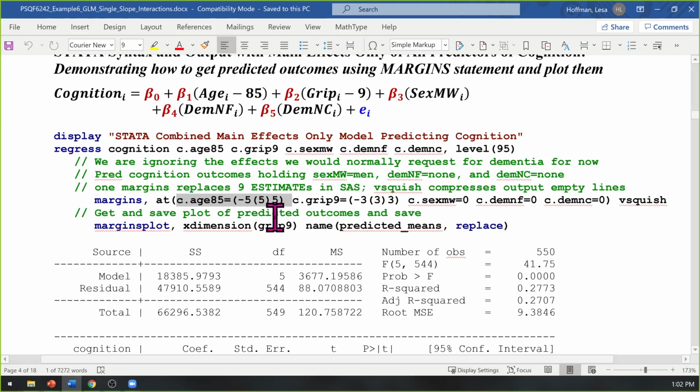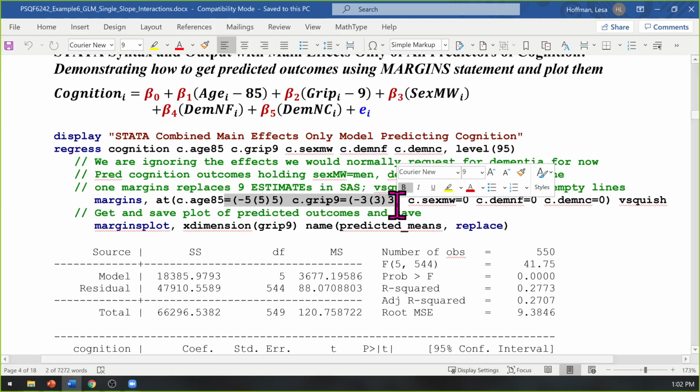I'm not even sure what 2 words that was supposed to be. Where the range ends. So it starts at -5 in increments of 5 up to 5. So that gets me the combination of -5, 0, and 5. That would have taken 3 lines of SAS code to get each of those. I do the same thing for grip strength. It goes to -3 in increments of 3 up to 3, and it crosses them. So I get all 9 possible combinations across these ranges with just this one line of code.